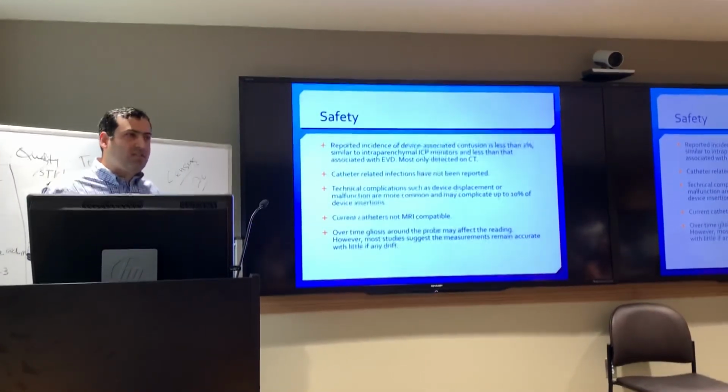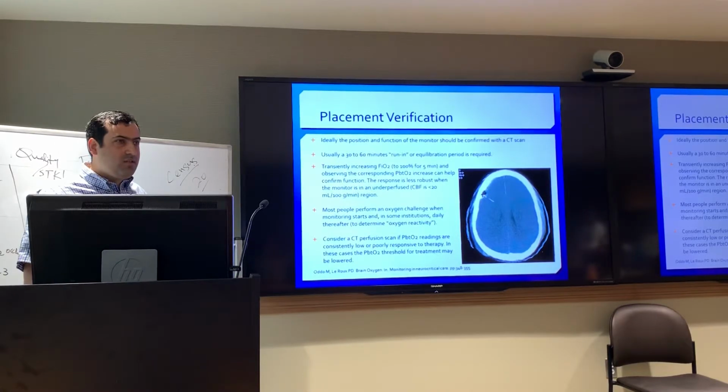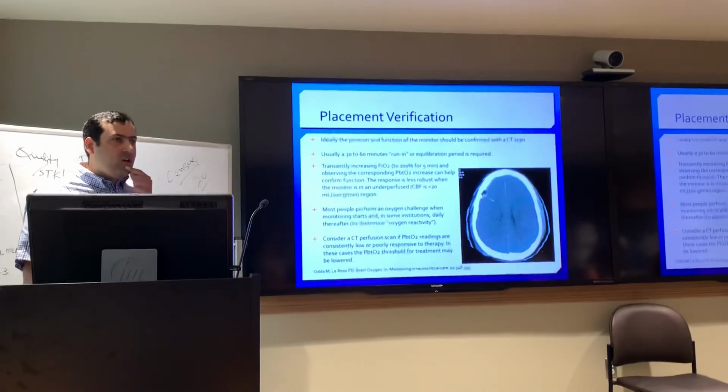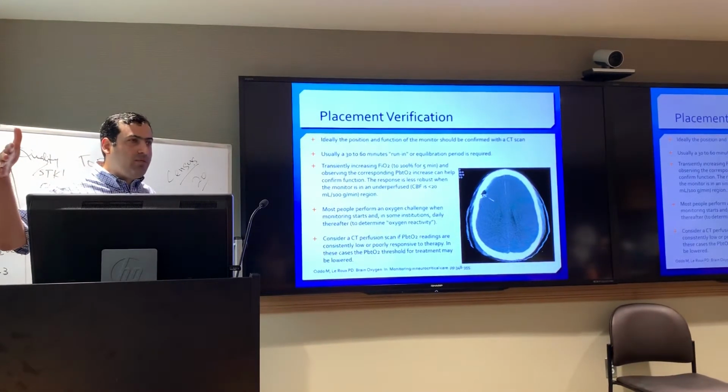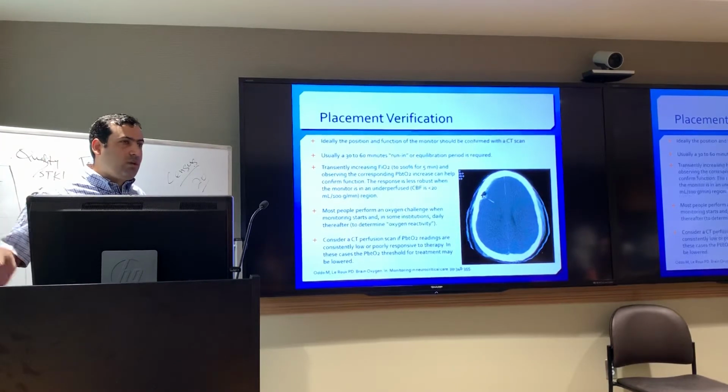Any questions? Yes, ma'am. One of your slides you mentioned gliosis around the probe affecting the reading or affecting the accuracy. About how long would you expect that to happen, and at what point do you say I don't trust these readings? I think if you have done the calibration phase, the 2 hours, and your FiO2 challenge works, the probe readings are accurate.